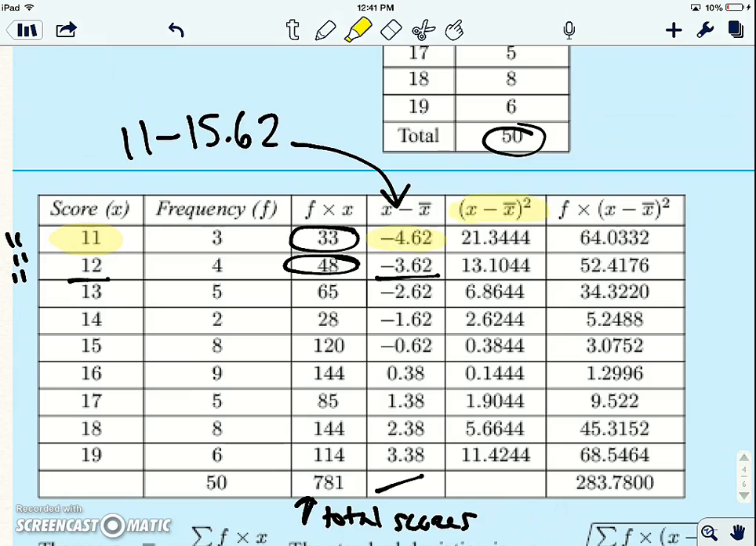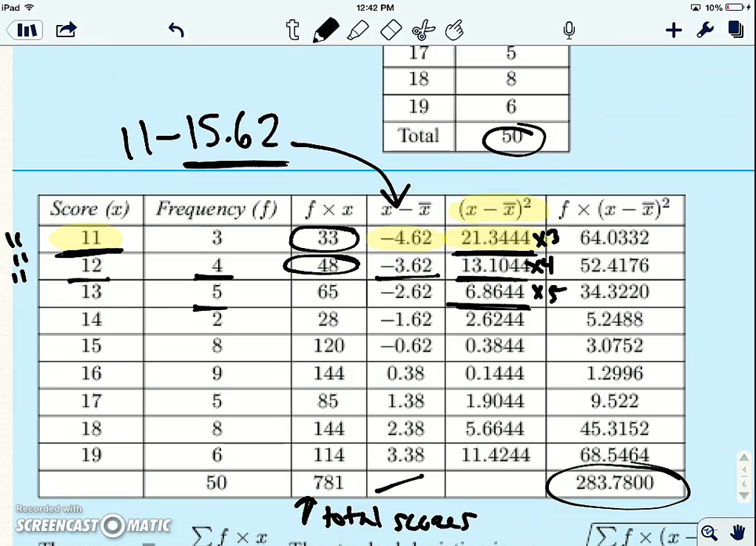So they squared. Negative 4.62 squared is 21.344. And this is the difference squared that 11 is from 15.62, but 11 happened 3 times. So we have to times this one by 3. This one happened 4 times, so we times it by 4. This one happened 5 times, so we times it by 5. And it's basically going to add up all the differences. So that's what this little f does, it's timesing it.